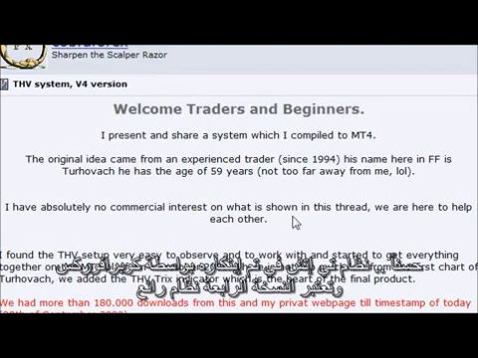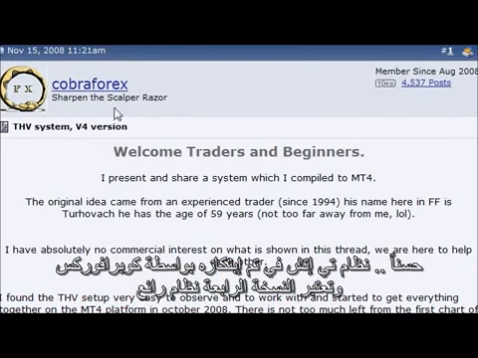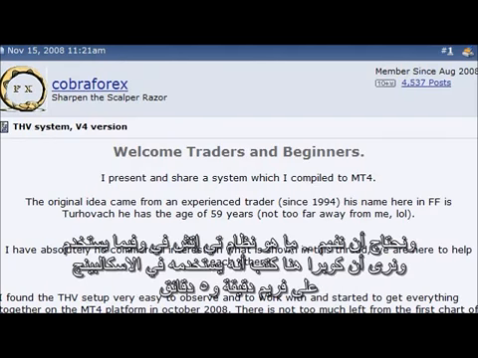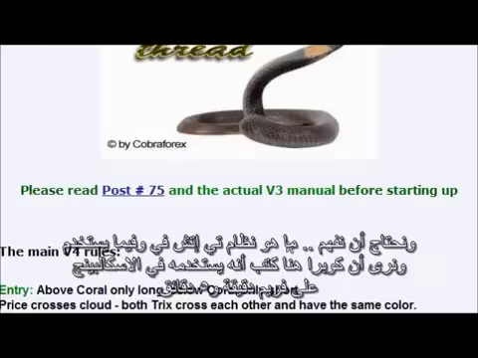Right, going to the start, THV was created by Cobra Forex. Well, actually it was created by this guy down here, but Cobra has taken it and built indicators around it, and now we've got version 4. A fantastic system.